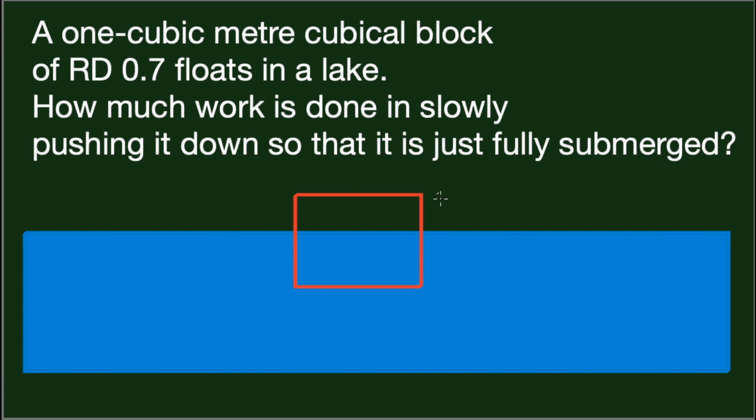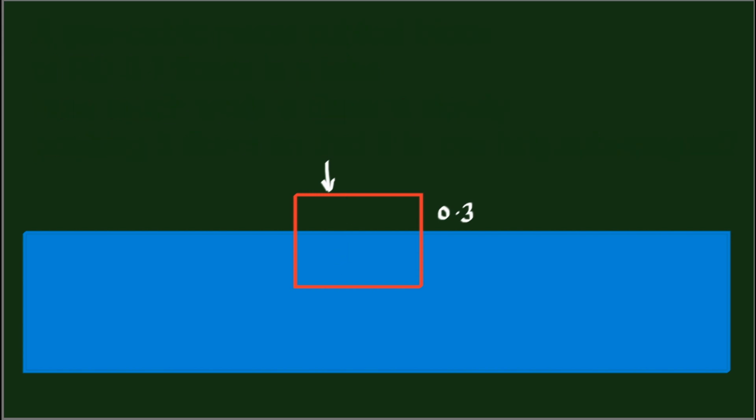So here we have a cubical block, 1 meter by 1 meter by 1 meter, which is floating in a lake. Since the lake is made up of water and the relative density of the block is 0.7, 70% of it is submerged and 30% is outside, which means of the total height of the block, 0.7 meters is underwater and 0.3 meters is outside. So when we gently push it down until it is fully submerged, the block moves down a distance of 0.3 meters. And we need to find the work done by us when we move it down slowly.